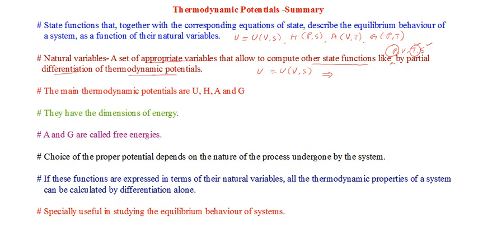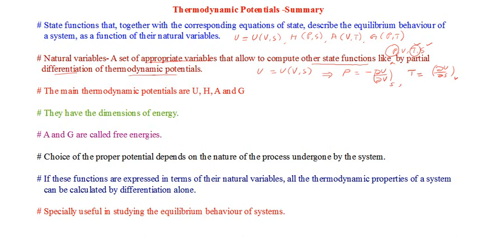Now you can see that we have already derived, in terms of U, that P is equal to minus dou U by dou V at constant S. Similarly, T was also defined in terms of U. That was T equal to dou U by dou S at constant V. That is what is meant by what is given here.